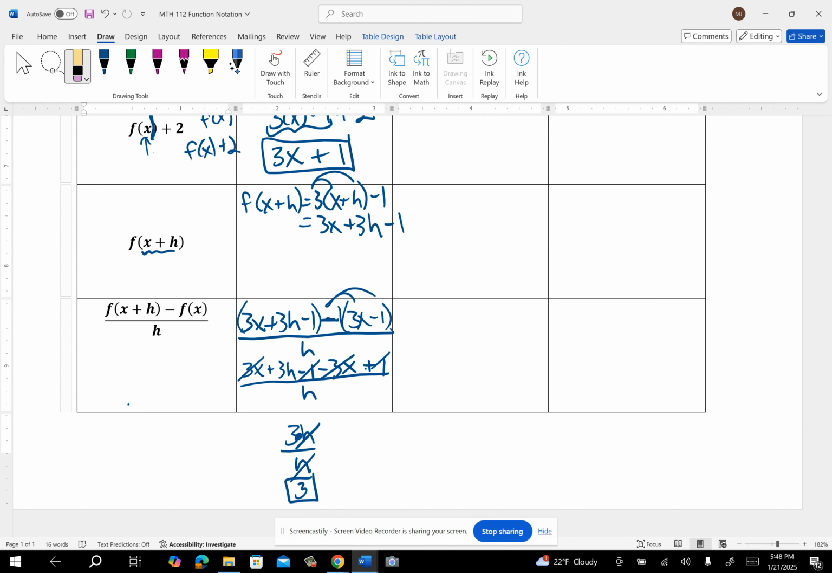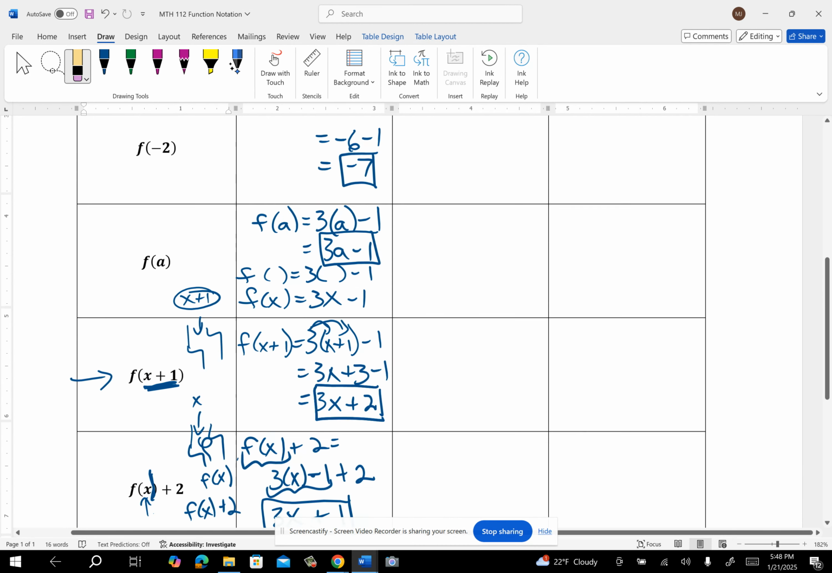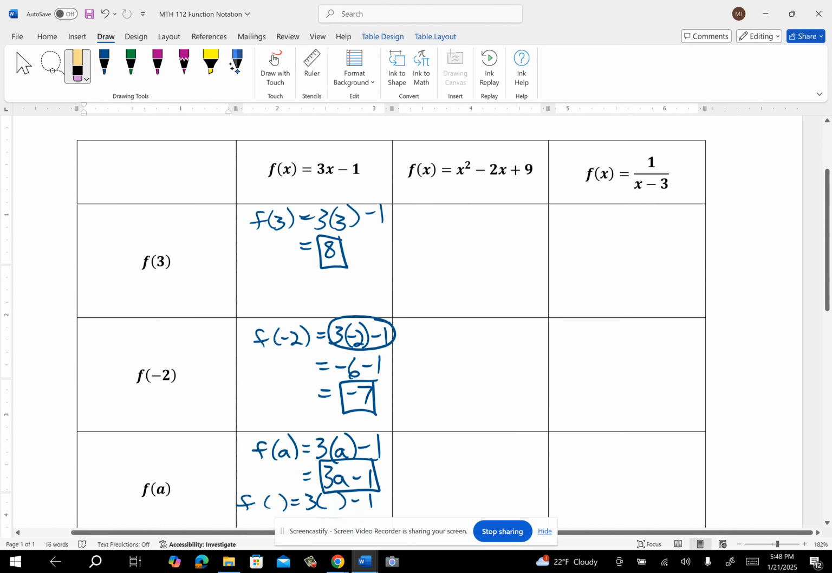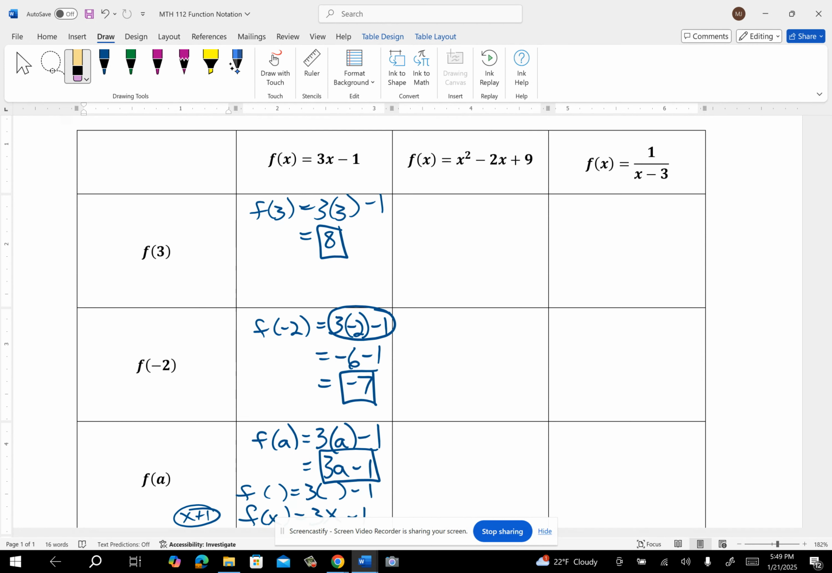All right, let's try one more of these. Let's go ahead and do the last one, and then I'll save this one to do with you in class. I'll save the middle one for later. So let's do this one at the end. Okay, trying to do the same thing but with the rule here.